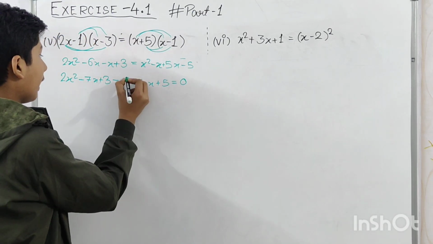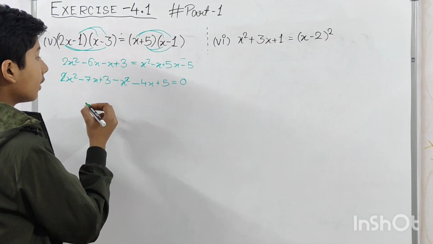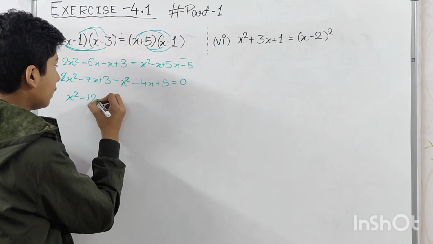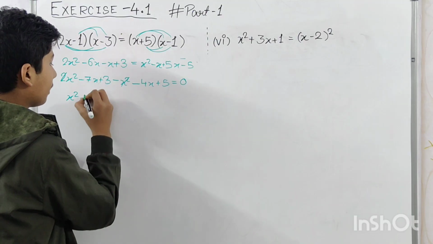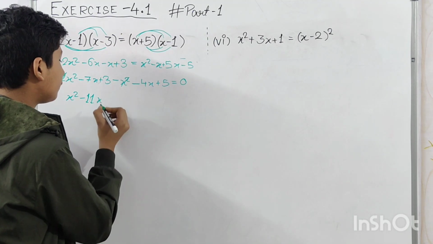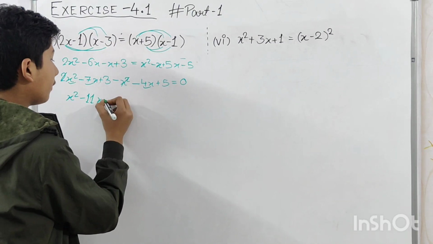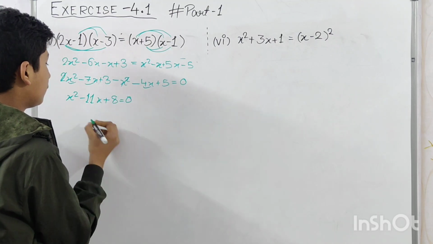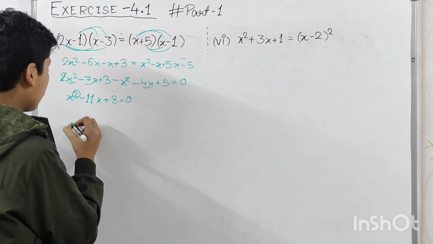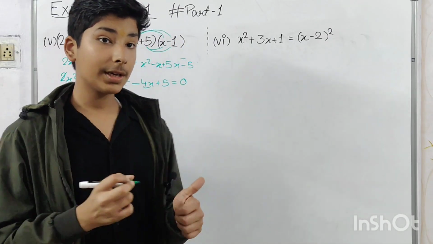Now we'll solve these. x square and 2x square, 1x square is left. 4x and minus 7x, so it will be minus 11x. 7 plus 4, 11. So minus 11x is here. Okay, this used, this used, this used. So 3 plus 5 is 8, equal to 0. And you can see that 2 is the degree here. So yes, this is also a quadratic polynomial, or you can say quadratic equation.